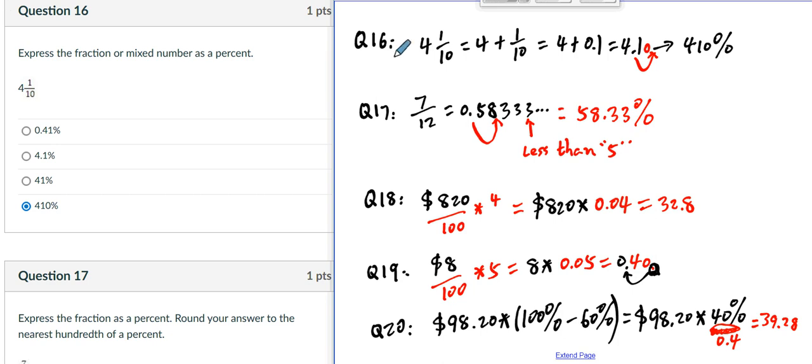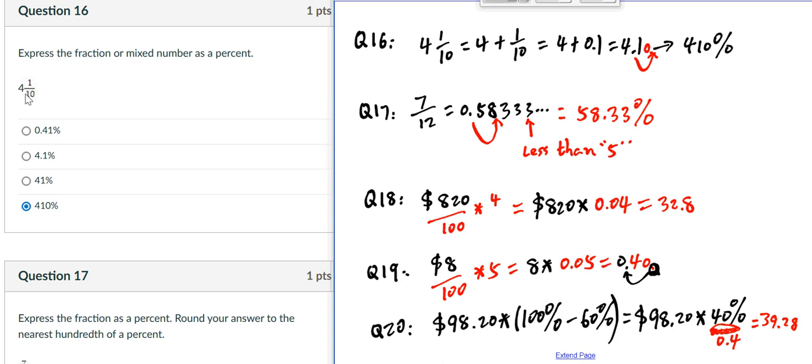Now, let's look at 5 questions here. Question 16 says to express the fraction or mixed number as a percent. So we want to change 4 and 1/10 as a percent.